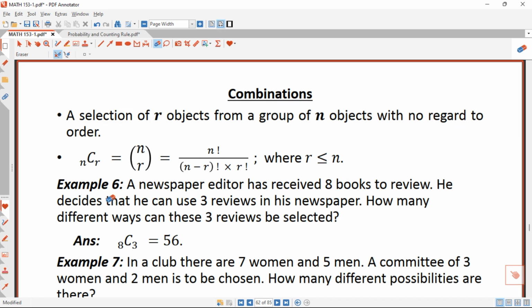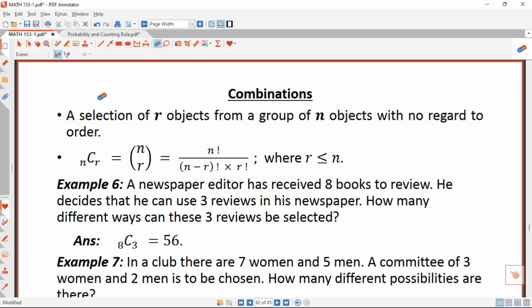Here the first question is, a newspaper editor has received 8 books to review. He decides that he can use 3 reviews in his newspaper. How many different ways can these 3 reviews be selected? So you see, we want to select these 3 reviews, but we don't want it to follow a particular pattern. So this is strictly a combination question. If it was a permutation question, the question would be talking about some specific order of how the selection is going to be made. But here there is no specific order.